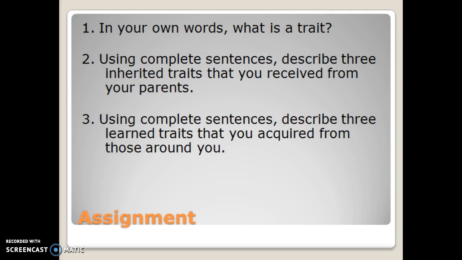I want you to explain to me. Do not give me the definition that I've given you. You need to give me your own. Number 2, using a complete sentence, describe 3 inherited traits that you receive from your parents.